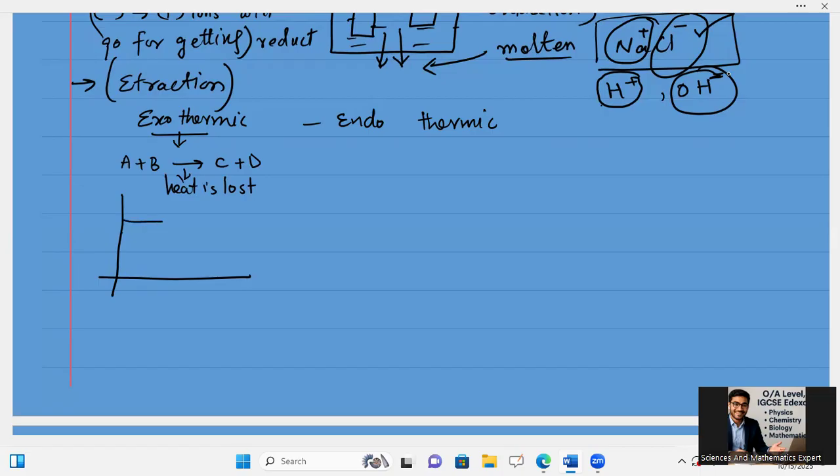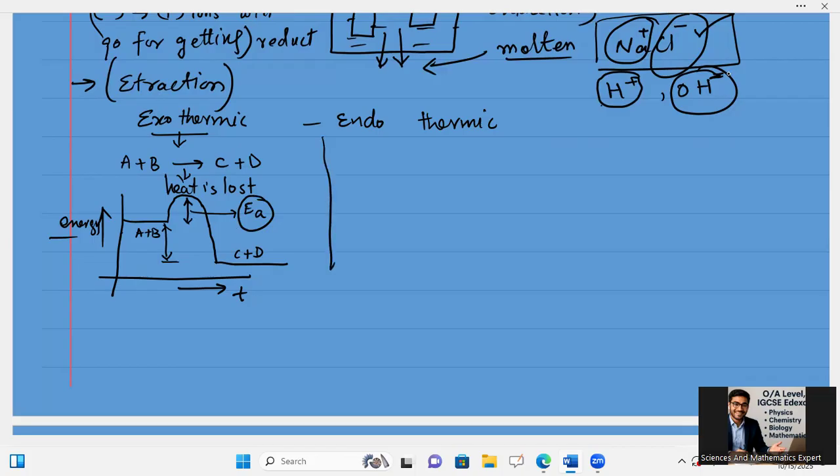These are the reactants, which have this level of energy. But as the reaction proceeds and time passes, they will get their activation energy. A plus B is the reactant and C plus D is the product, heat is lost, and the enthalpy change should be taken as negative. The activation energy is the minimum energy required for effective collisions of the molecules to react with each other to produce the products.